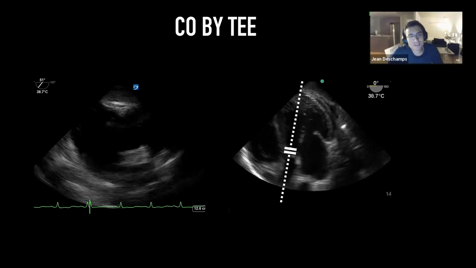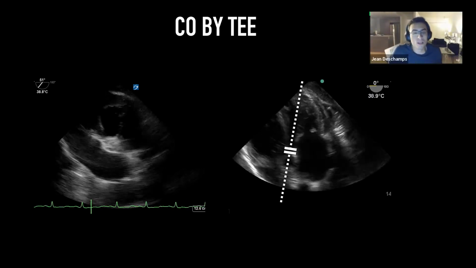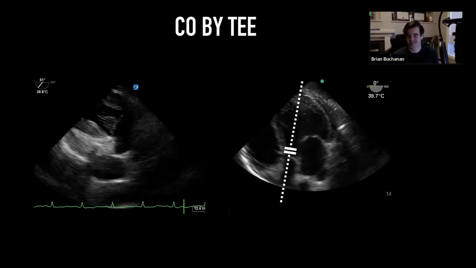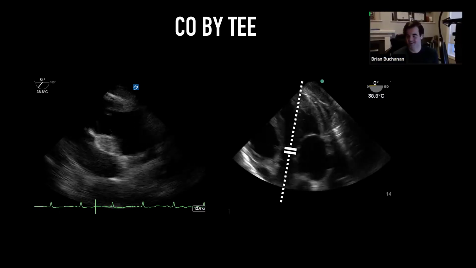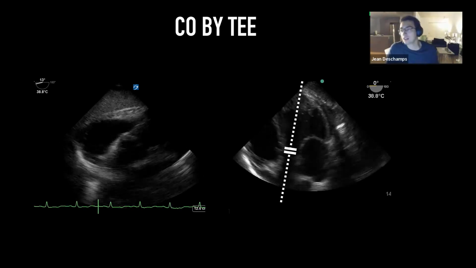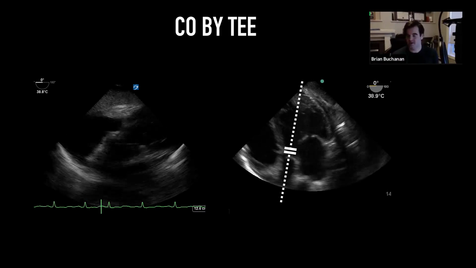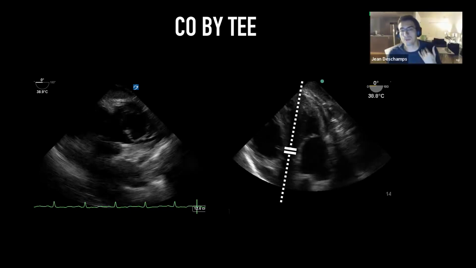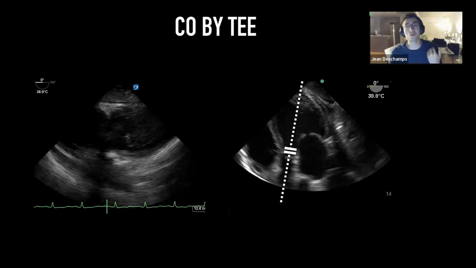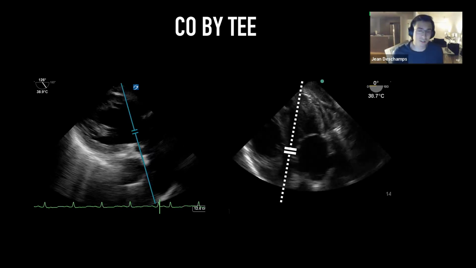I would argue that the transgastric view on the left is sometimes a bit easier to get. And my final argument is that it's actually easier by TTE in a lot of patients to get the proper angle and alignment for your VTI. So use your TE probe if you have difficult views, but if you have good views, don't drop a TE probe down to get a VTI. You're going to be so sorely disappointed.